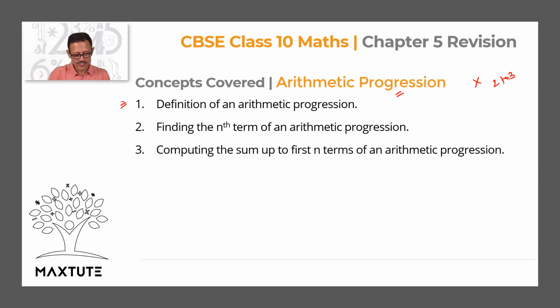In addition to the definition of what this arithmetic progression is, the two important concepts which are tested are basically this: finding the nth term of an arithmetic progression and finding the sum up to n terms. Only two concepts. There are formulae for each of these things. Once you know the formula to compute the nth term and the formula to compute the sum up to n terms, we're done with this topic.